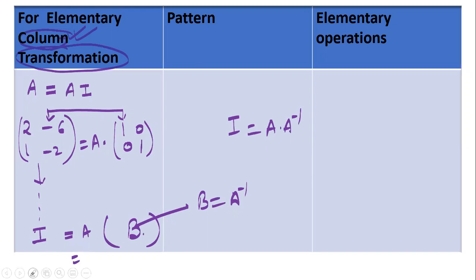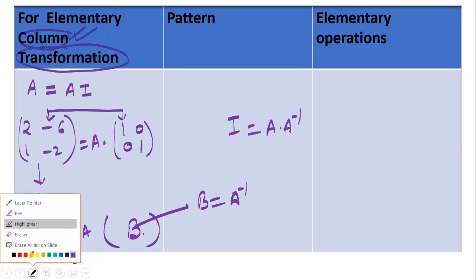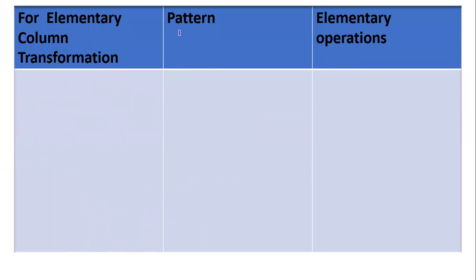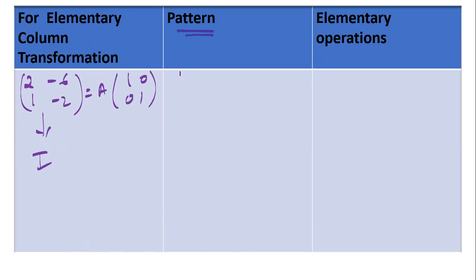For that, what is our pattern? How will we make it? As I told you, there is a matrix 2 minus 6, 1 minus 2. A equals A into I. I want to make it an identity matrix. For that, I will use a pattern. What is that pattern? Let's see. We will use this pattern. What is its meaning?